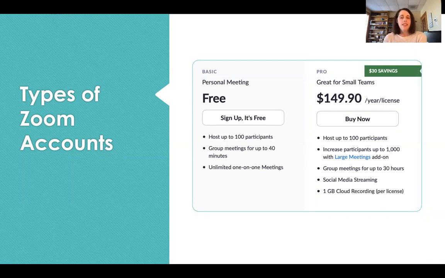Then the next option is to pay for a year's license. I do believe that this is available on a month-to-month option if that's what you needed. It's $30 savings if you choose to sign up for a full year. If you're going to be hosting multiple meetings in a month, and those meetings may go longer than 40 minutes, it's going to be a lot easier if you just purchase the next basic account that costs money, and that's the Pro account.